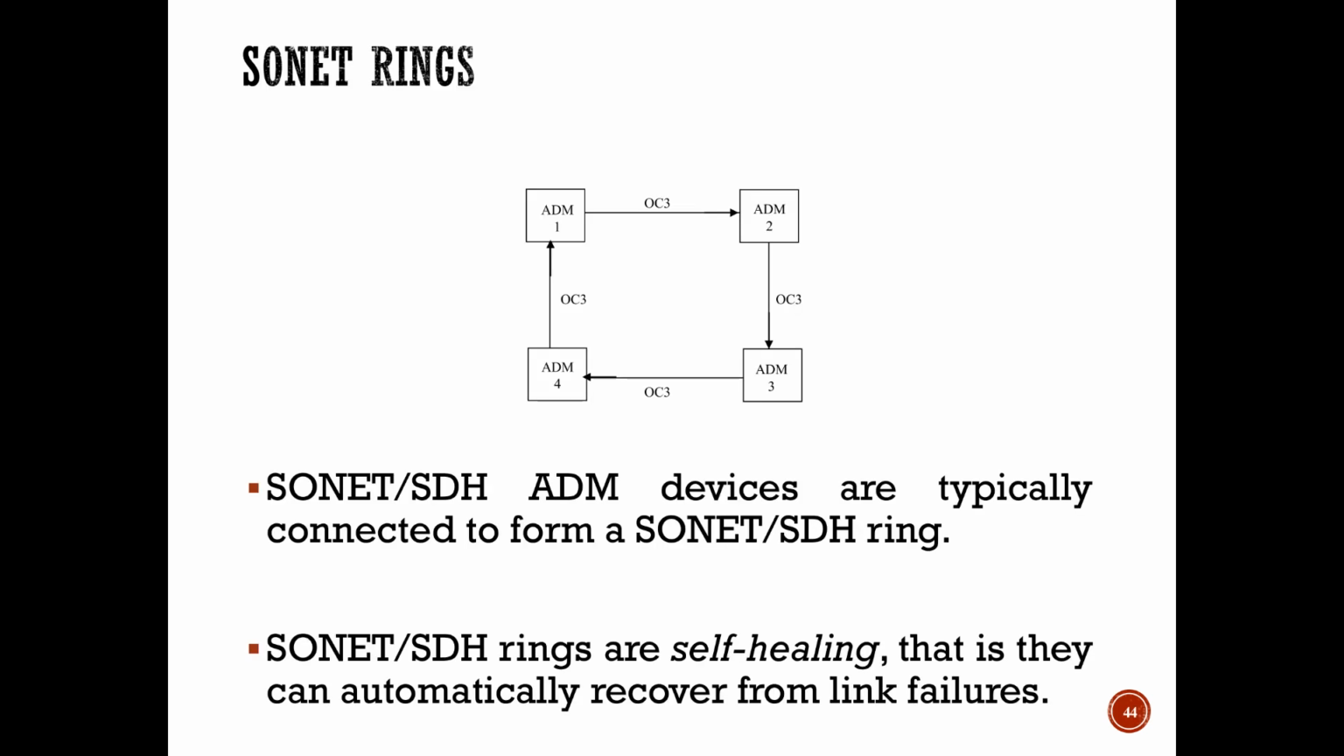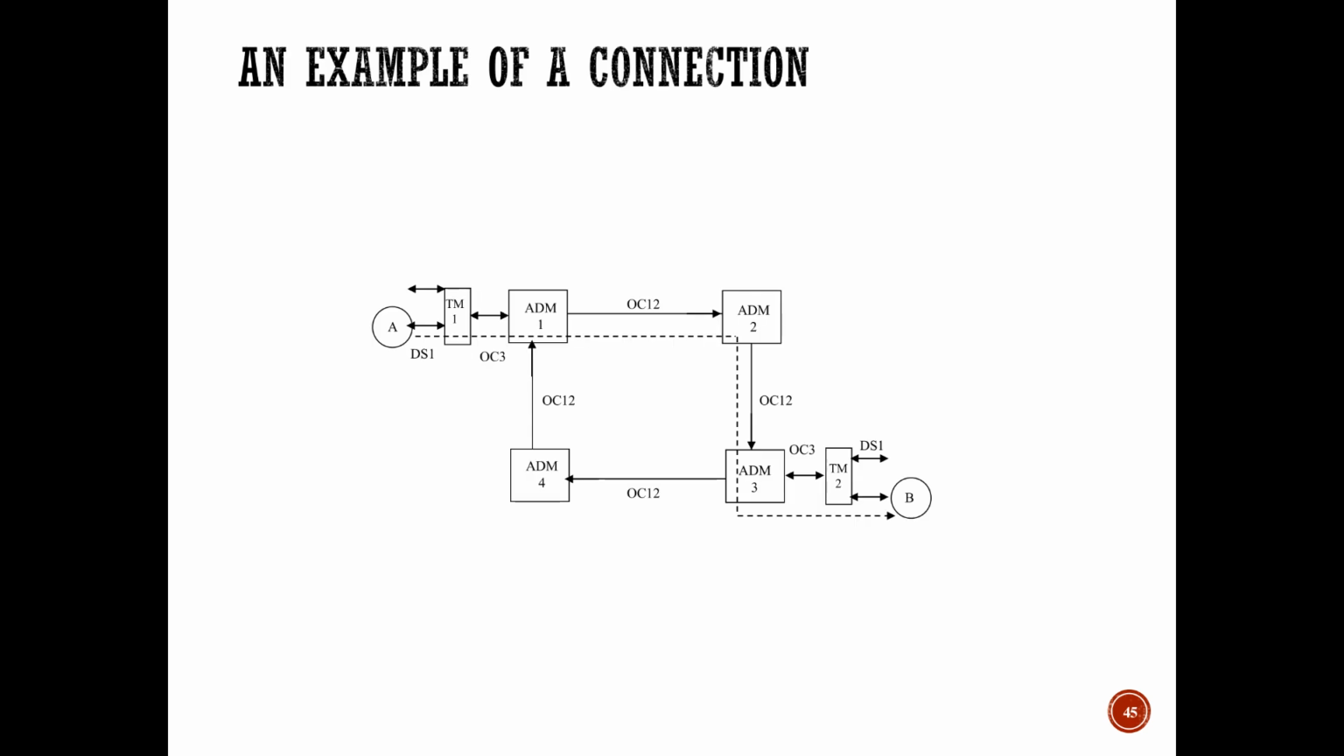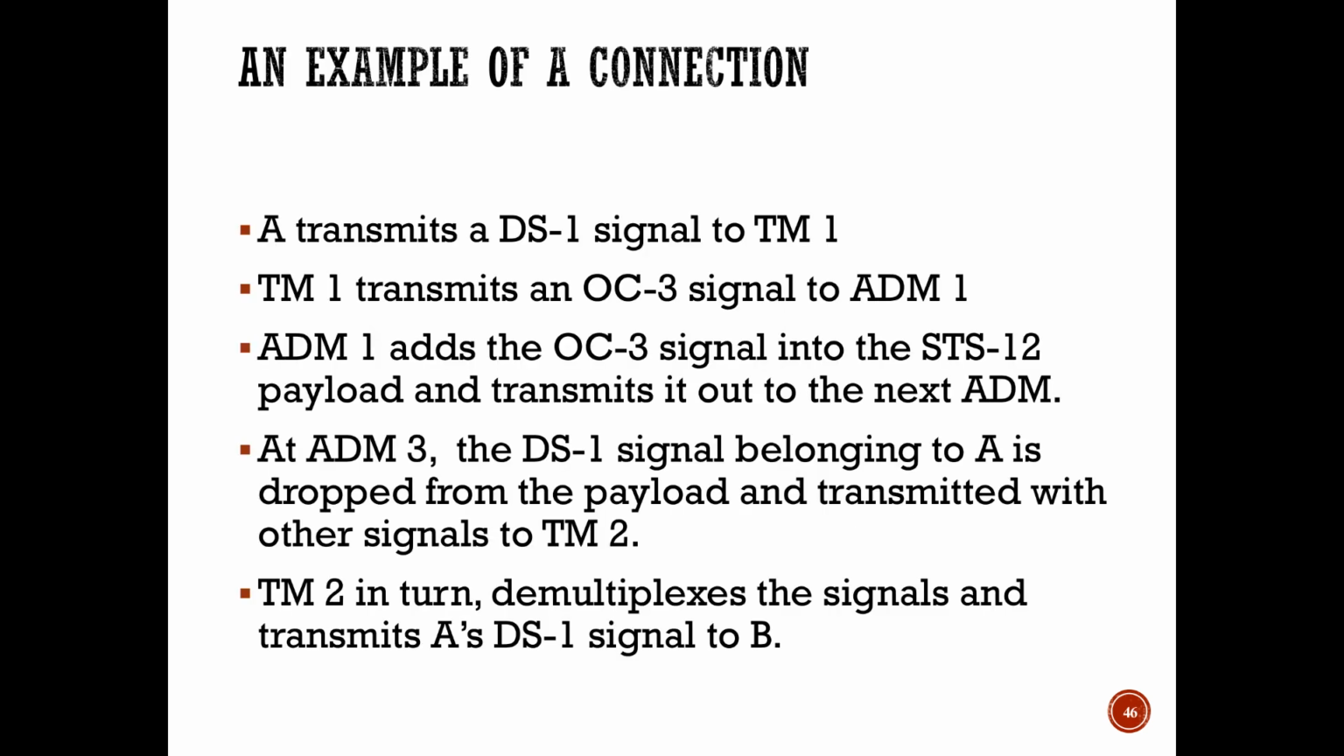SONET rings. SONET/SDH ADM devices are typically connected to form a SONET/SDH ring. SONET/SDH rings are self-healing, that is, they can automatically recover from link failures. An example of a connection: A transmits a DS1 signal to TM1. TM1 transmits an OC3 signal to ADM1. ADM1 adds the OC3 signal into the STS12 payload and transmits it out to the next ADM.